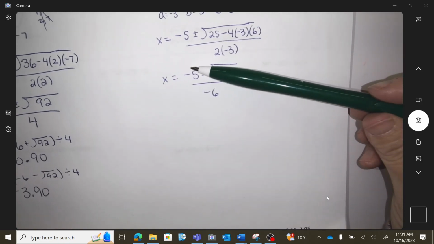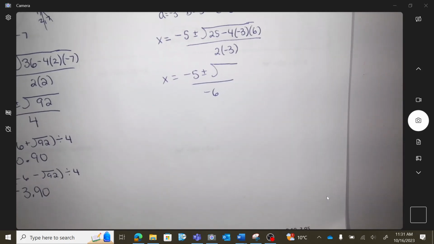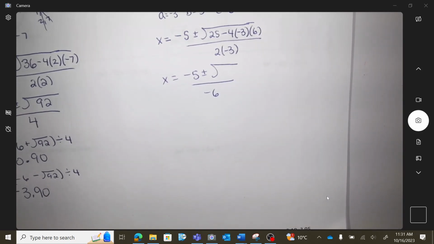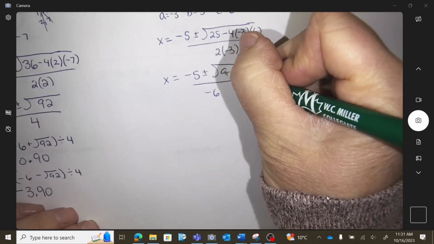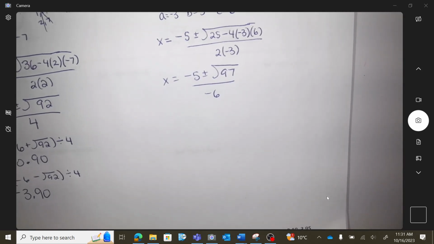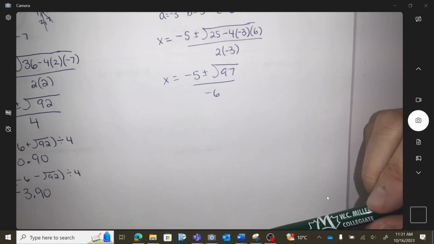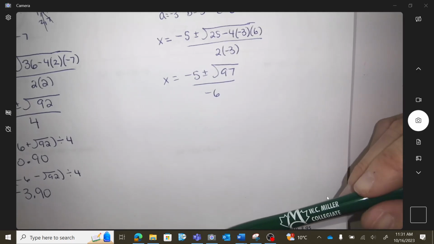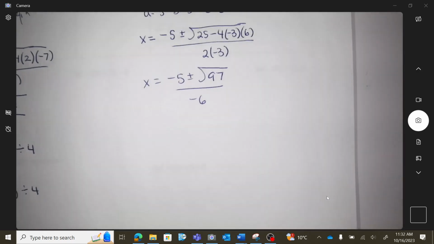Okay, so there's a negative 5 in that spot. The bottom is now negative 6. And then the square root of, and then you work with your calculator. What's in there? Okay, can you practice your typing? Do you guys have your answers at the bottom of the page? Did you already peek? Those are your answers at the bottom. Can you see if they match? Looks like a negative 0.81 and a 2.47 are supposed to be your answers.